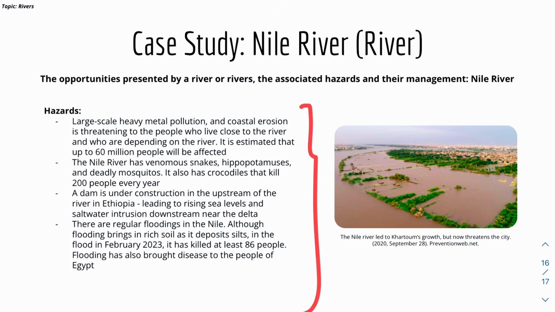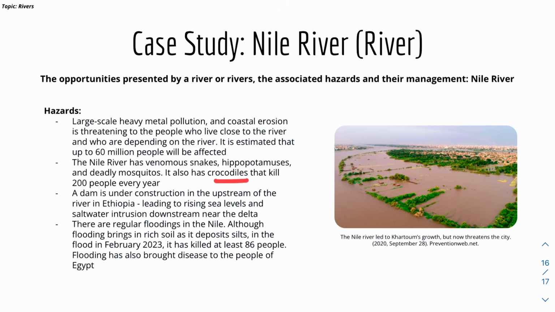And then we have hazards associated with the Nile River. There is large-scale heavy metal pollution and coastal erosion happening at the Nile River, which threatens the people who live close to the river and who are dependent on the river. It is estimated that around 60 million people will be affected by the metal pollution and the coastal erosion at the Nile River. The Nile River also has very dangerous and venomous animals, such as snakes, hippopotamus, and deadly mosquitoes, as well as crocodiles.